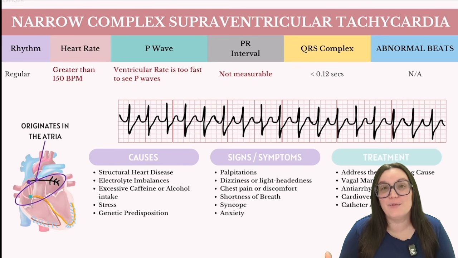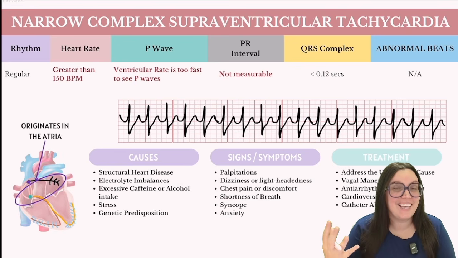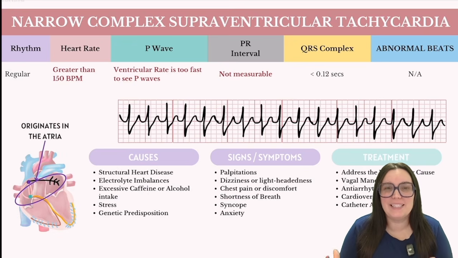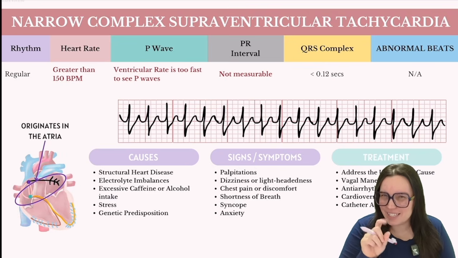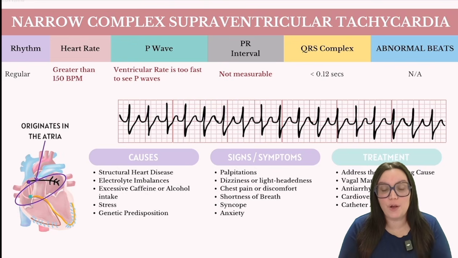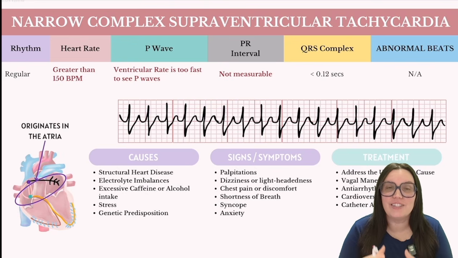rapid heart rate that originates from above the ventricles, hence the name supraventricular. It's characterized by a heart rate typically exceeding 150 beats per minute with a narrow QRS complex, usually less than 0.12 seconds. What's interesting about this rhythm is that it involves the atria and the connections in the atrioventricular node, and it does not initially involve the ventricles.